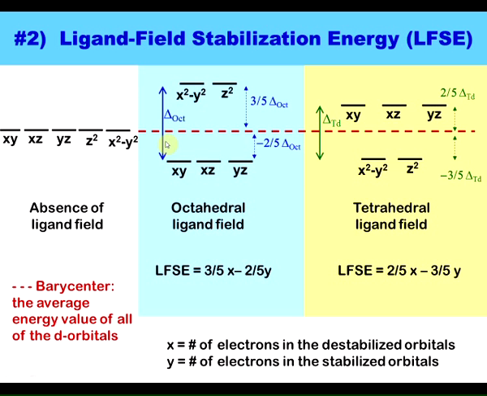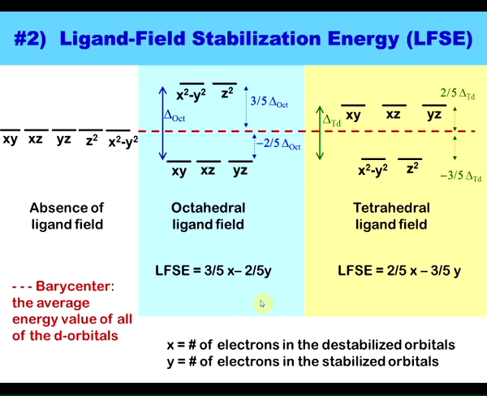And when you calculate the ligand field stabilization energy, X is the number of electrons in the destabilized orbitals. So those electrons that are up here have been destabilized. So the number of electrons in here times 3/5, minus the number of electrons in the stabilized orbitals times 2/5. So that's how we calculate the ligand field stabilization energy in an octahedral field.